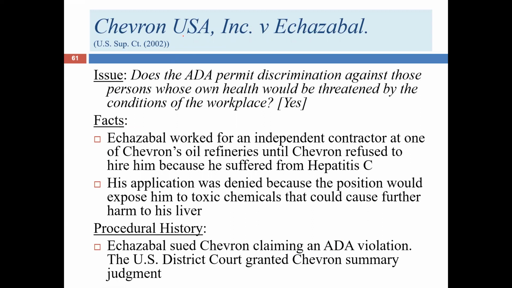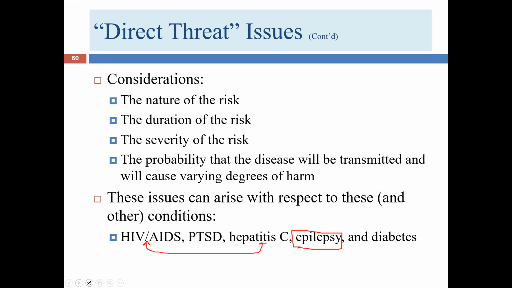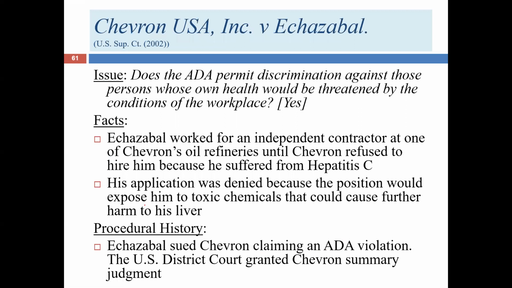So this case, you don't need to know the name of it. Does the ADA permit discrimination against those individuals whose health would be threatened by the conditions of the workplace? I've been saying up to this point that a person's own health or safety threats to that can satisfy the direct threat exception. And that is true. The case that reached that decision is this one. I can't pronounce his name, so I'm not going to attempt it.